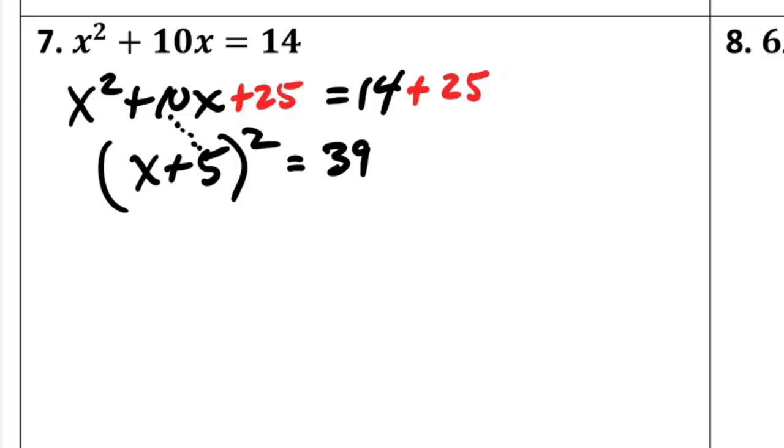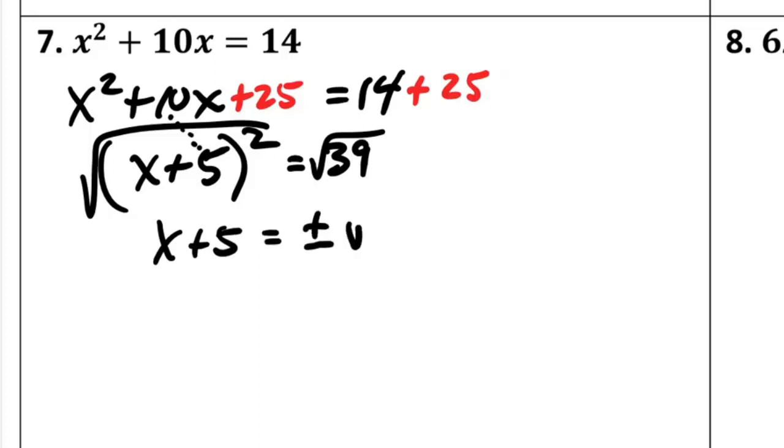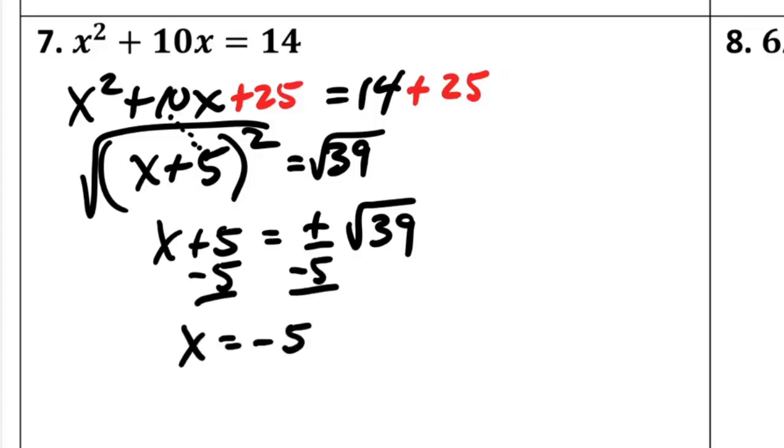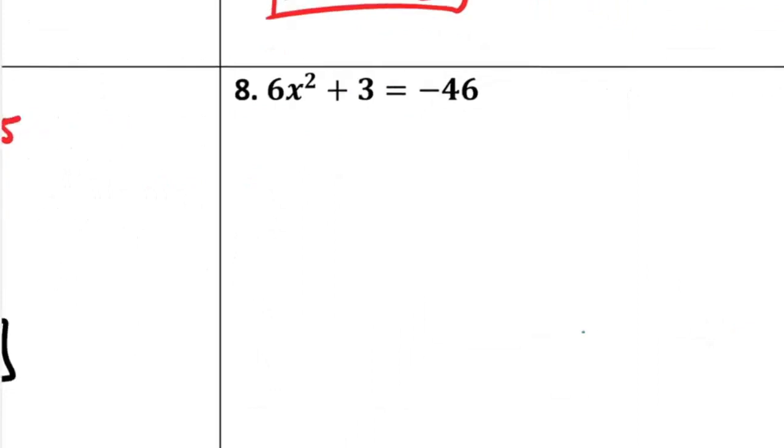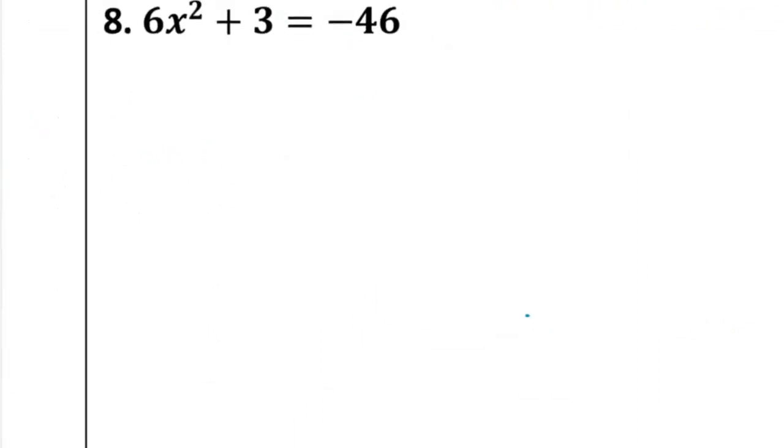We're only 2 steps away from the answer. Take the square root of both sides. X plus 5 is plus or minus radical 39. Radical 39 is 3 times 13. We cannot simplify it. Take away 5. We could do this as decimals, or we could leave it as the exact answer, just like this. Or exact 2 answers.